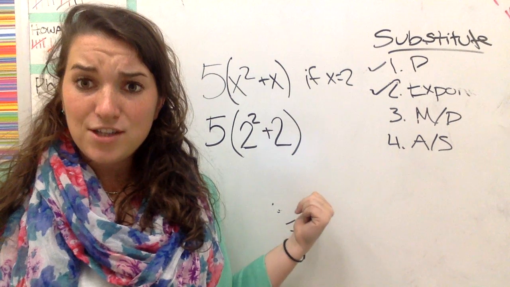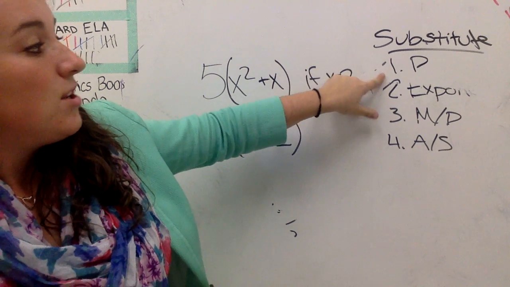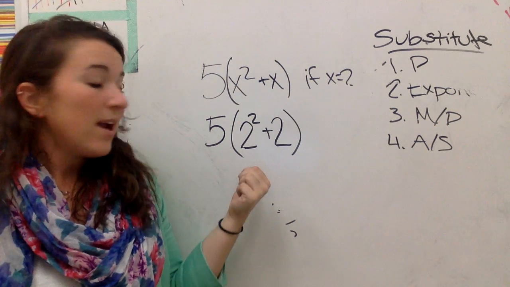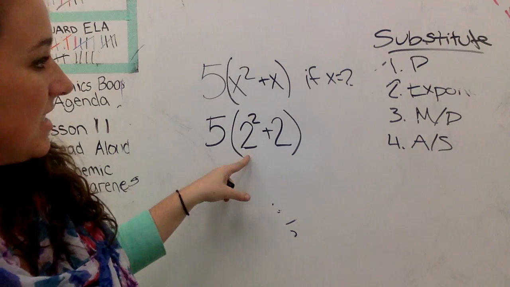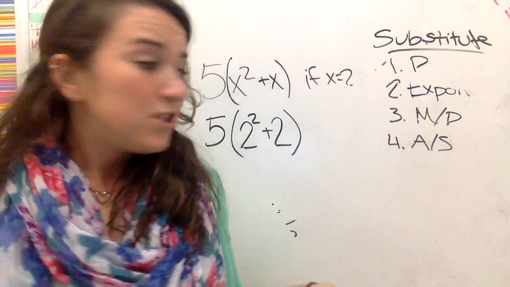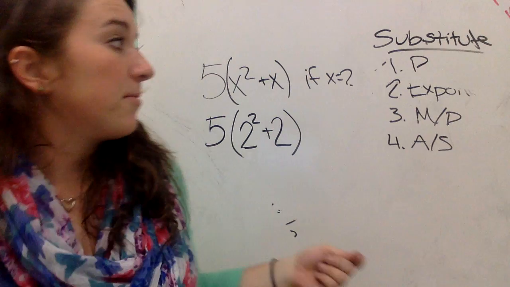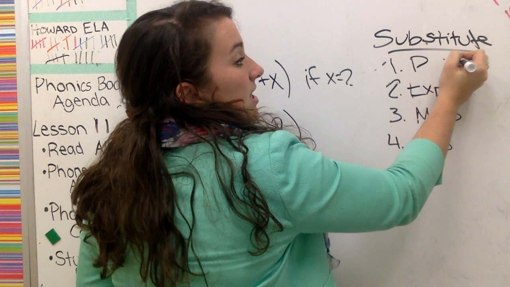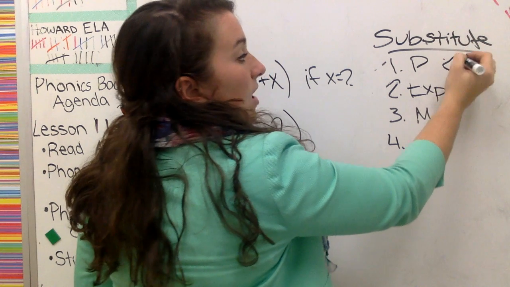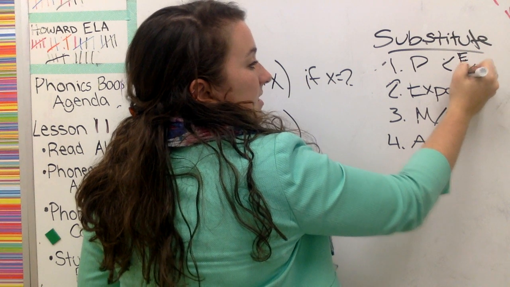So now I need to solve this using the order of operations. The first step is always parentheses. So I need to simplify what's in the parentheses. But before I can do that, I look inside the parentheses, and I see even inside of those parentheses, I still have exponents. So even with this expression inside the parentheses, you still need to use order of operations. So inside of the parentheses, I still need to do a mini order of operations, where I do the rest of the operations. So E, M, D, A, and S.